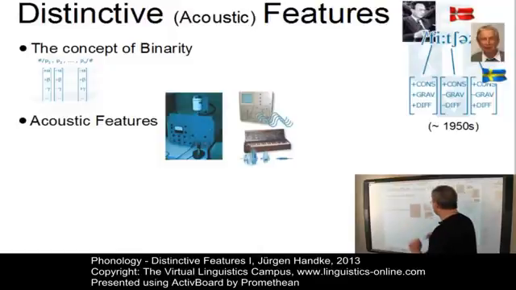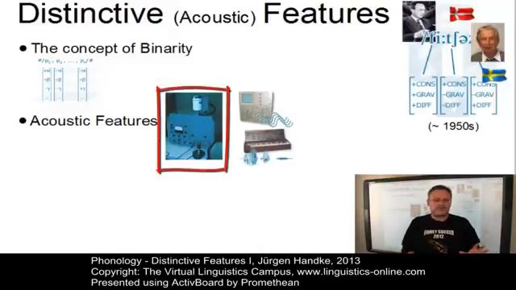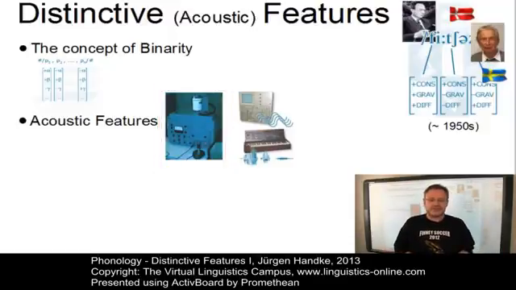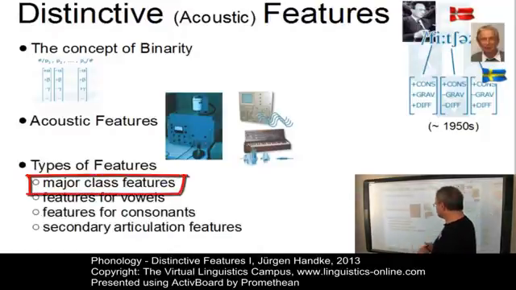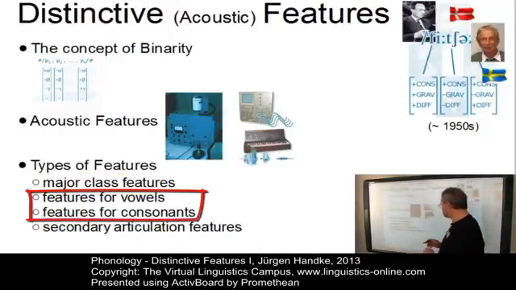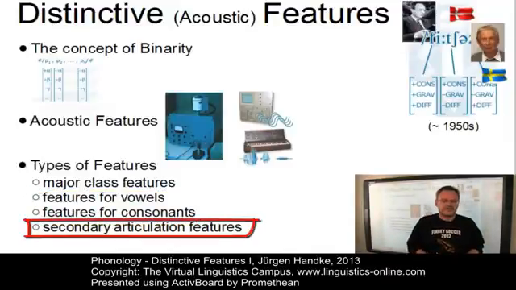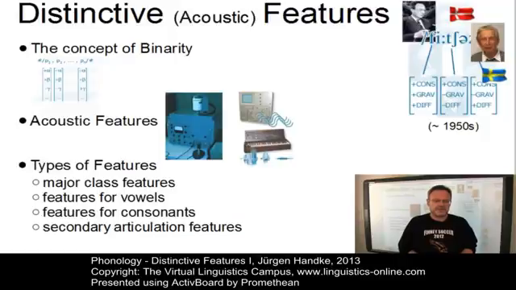Probably due to the availability of the sonograph, later referred to as spectrograph, which enabled phonologists to analyze speech sounds acoustically, Jakobson's features were acoustic in character. He defined these feature groups: major class features, features for vowels, features for consonants, and secondary articulation features. Let us look at Jakobson's acoustic features in detail.